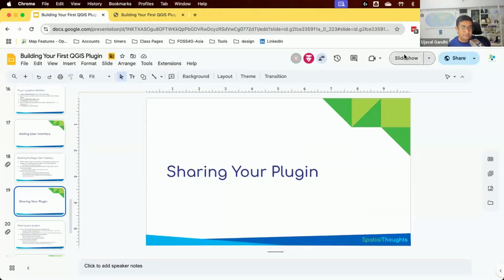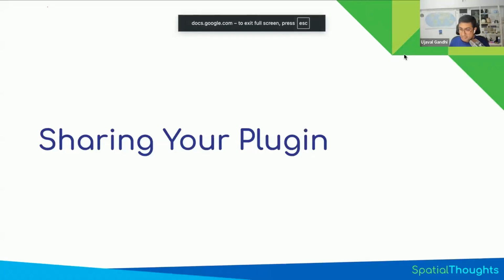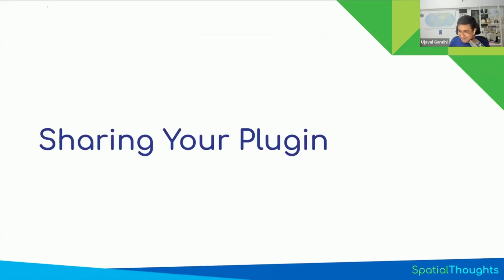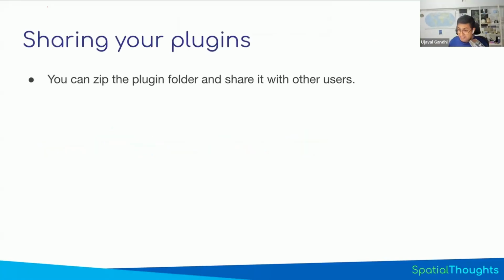Once your plugin is ready, and remember, a plugin is just a folder with special files in a special place. So now if you have a folder and you want it to be a plugin, you can send that folder over to somebody, they can put it in a special place and it becomes a plugin. There are many ways to make it easy. The first and the simplest way is you can take the folder that you created, zip it up and send the zip file to somebody.